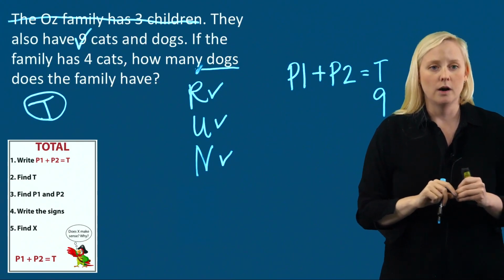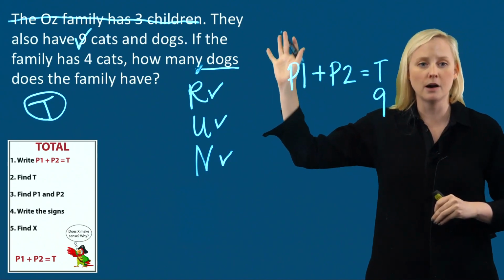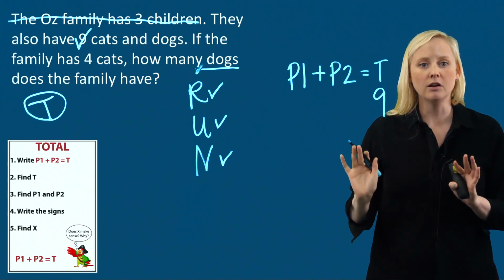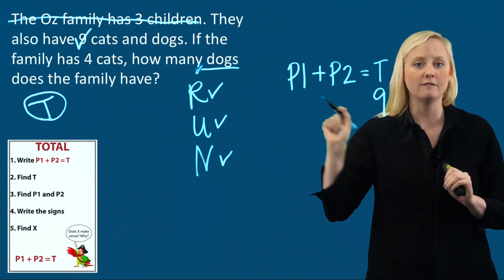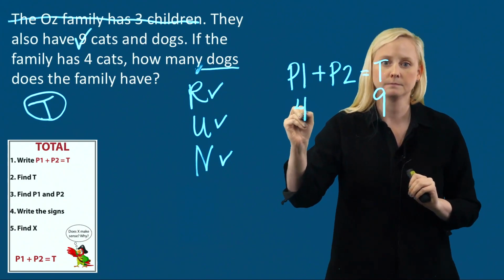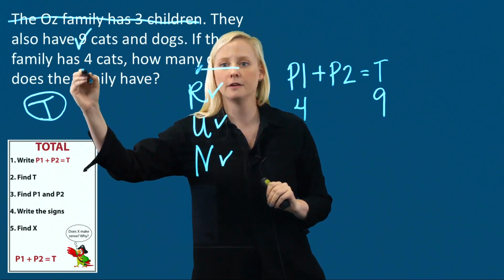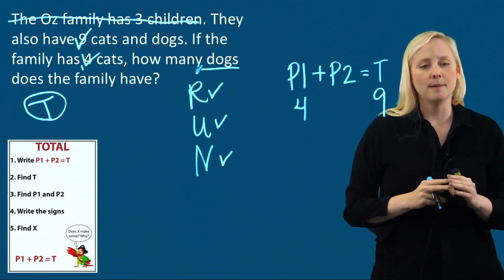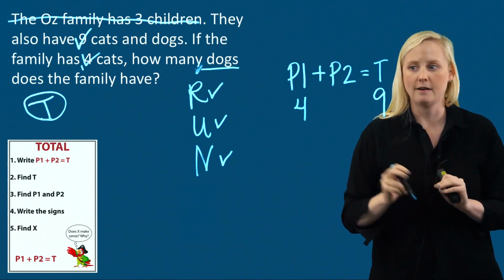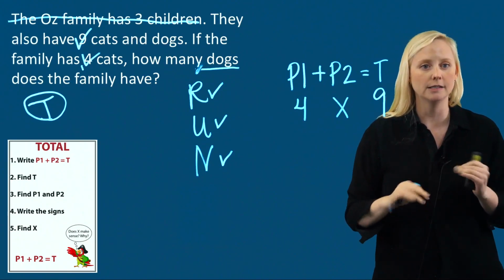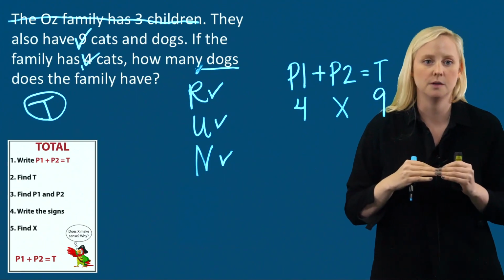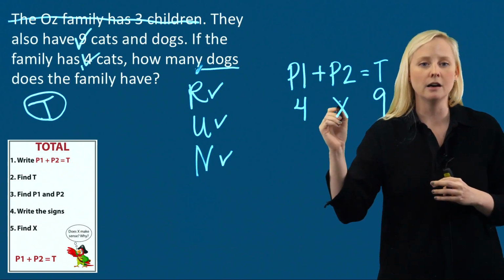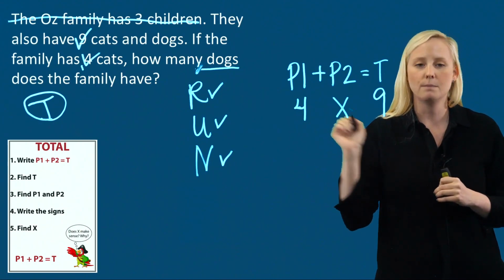Step 3 says find Part 1 and Part 2. We know that we're talking about cats and we're talking about dogs. Part 1 is cats. When I look here, I see that there are 4 cats, so I'm going to write 4 under P1. I'm going to check the 4 off, right there. Now, the question asks me about dogs. I don't know how many dogs we have, so I'm going to put an X under that because we're pirates in our program and we mark the missing information with an X. Now, in a total problem, when we have the part missing, it doesn't really matter if we put the X under Part 1 or Part 2.